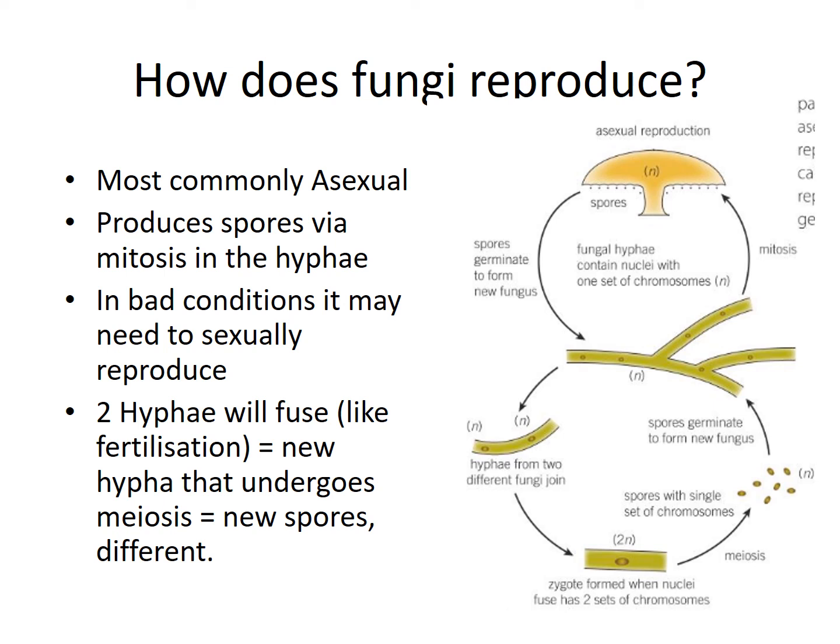So I'm sorry I made that a little bit more complicated than it needed to be. So most commonly they produce spores, and the spores germinate to create a new fungus, and they are genetic clones. They just grow via mitosis. Or two hyphae might fuse to create new genetic information, and usually better adapted for the environment they're in.